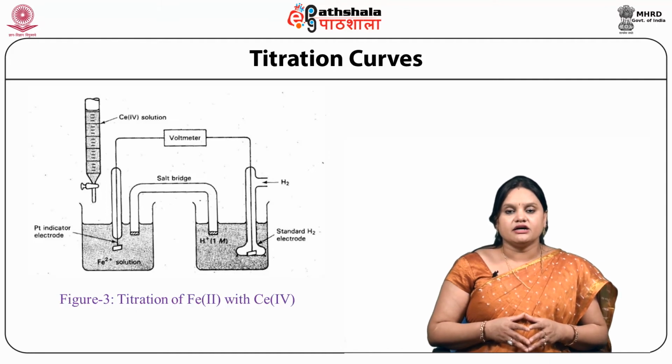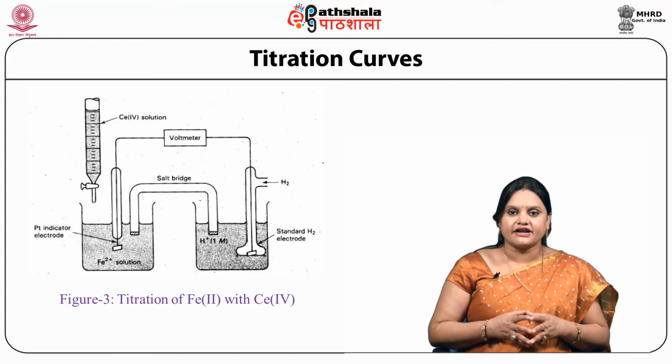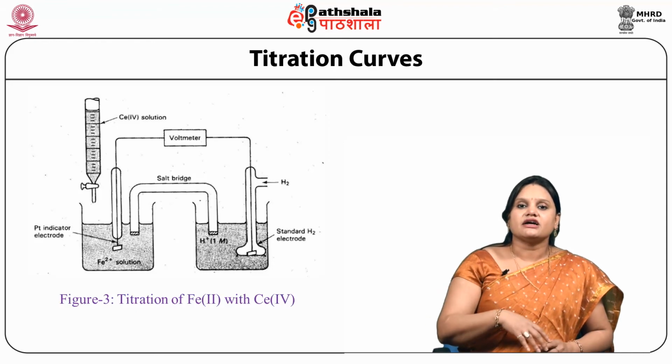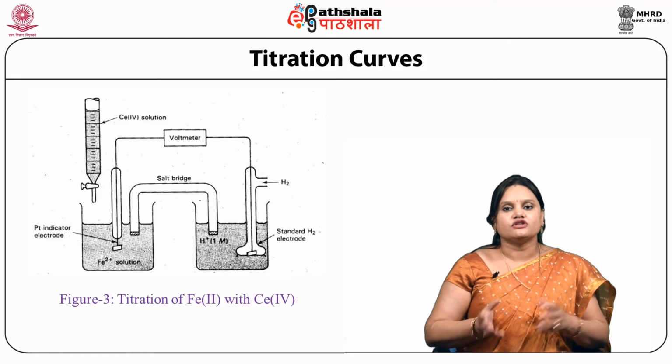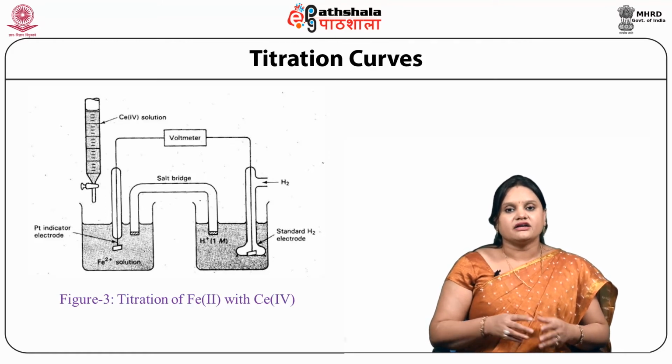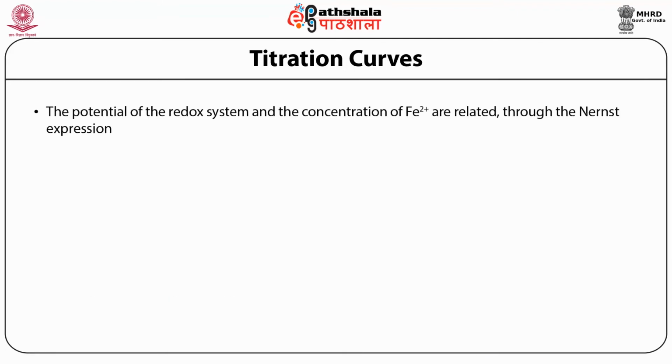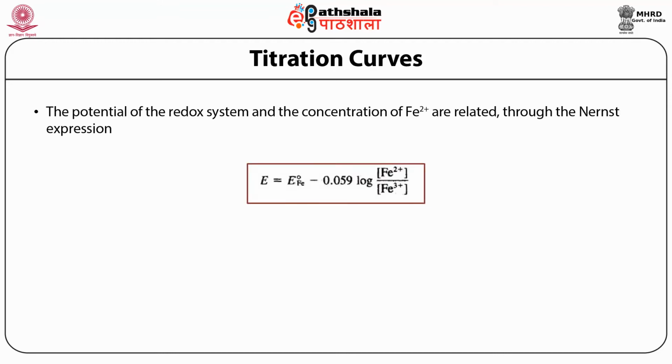Here in this picture two galvanic cells are used for the titration, and when we add the cerium 4 ion solution, the ferrous ion is converted into the ferric ion and then transferred to the other cell, and the current flow is shown by the voltmeter. The potential of the redox system and the concentration of ferrous ion are related through the Nernst expression, that is E is equal to E standard of iron minus 0.059 log ferrous ion concentration divided by ferric ion concentration.